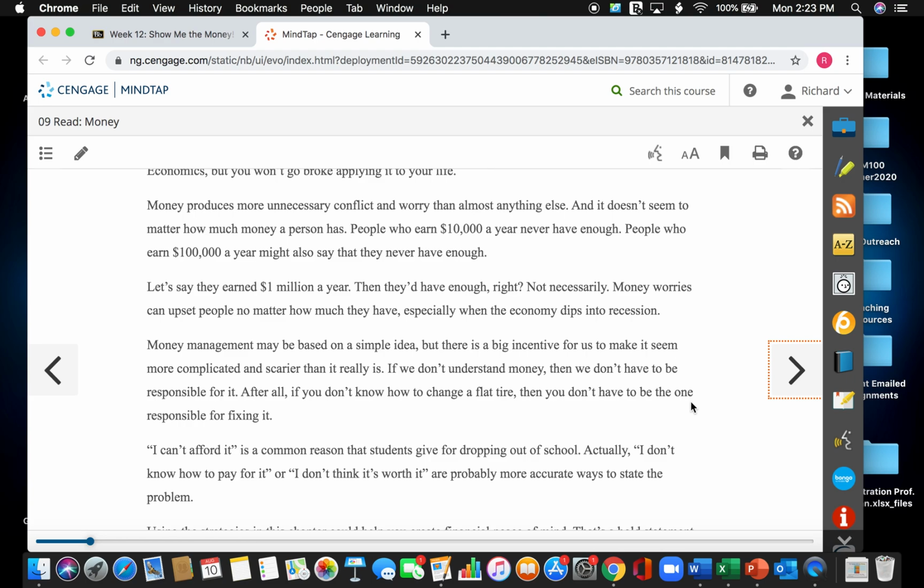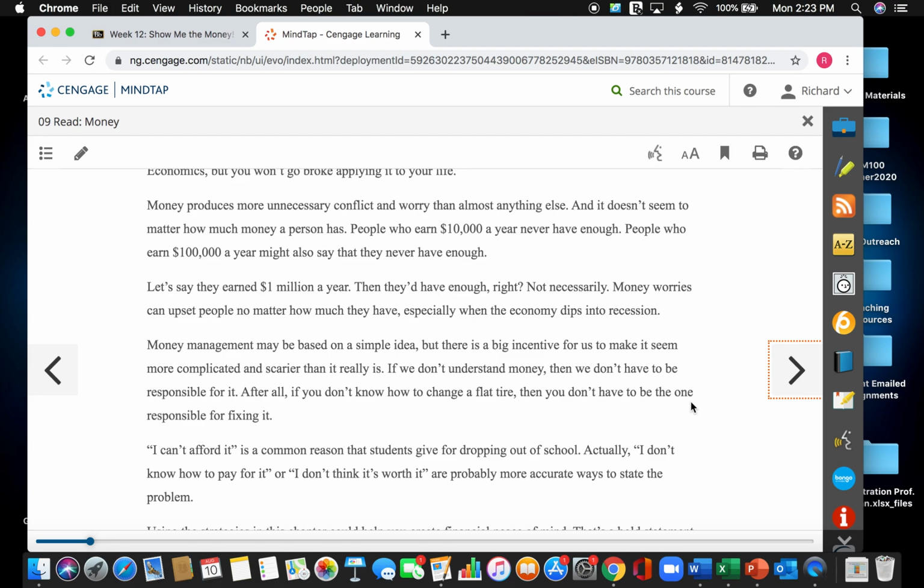I'm sure most of you have heard the saying, "More money, more problems." This is something like that. People making $10,000 will say they never have enough, and people making $1 million, well, they're not making enough either, and that's because of their spending habits, whether responsible or not. This leads to people saying that they never have enough.